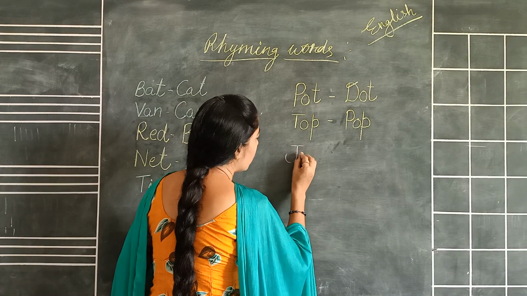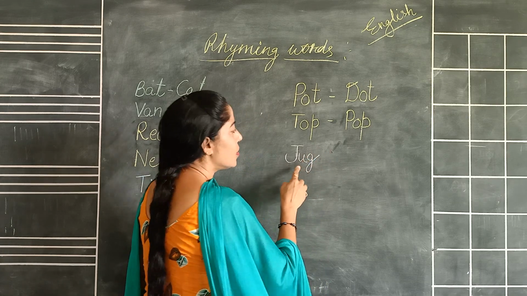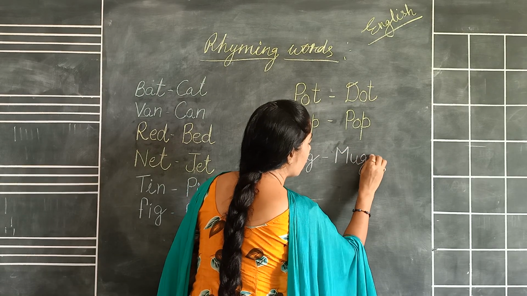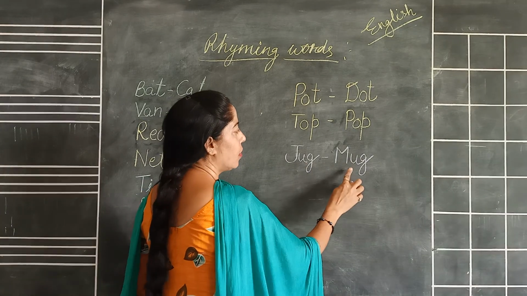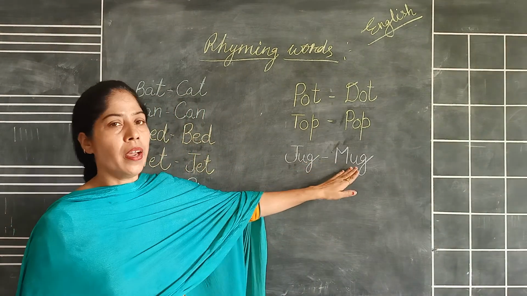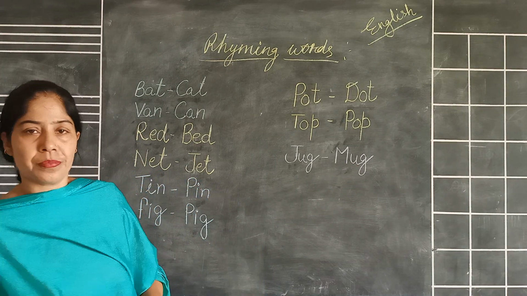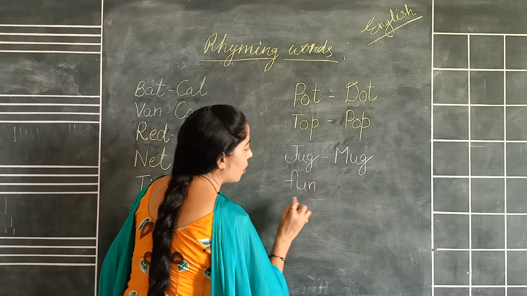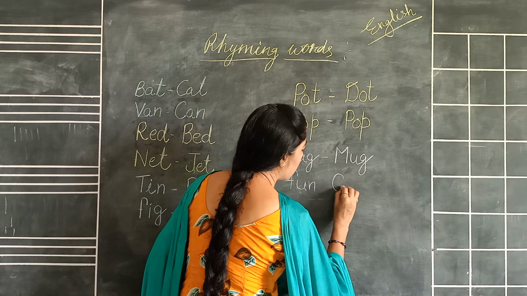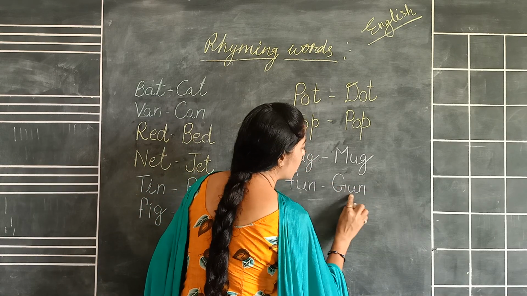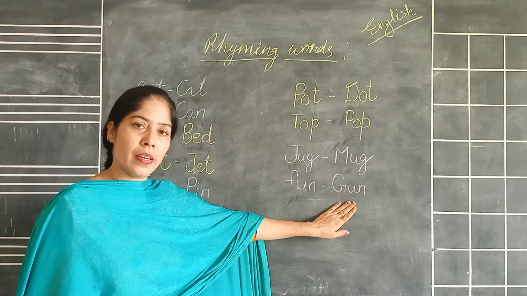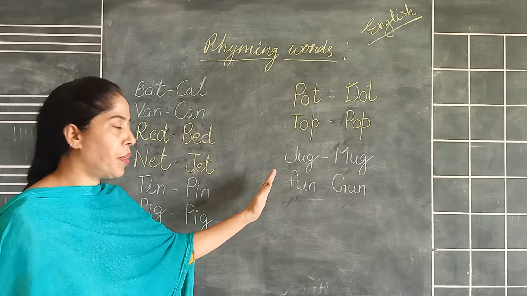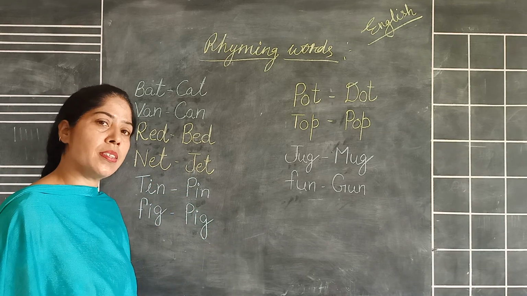J U G, jug. M U G, mug. Jug, mug, and the ending sound is the same. Okay. Now see F U N, fun. G U N, gun. Fun, gun. These all are giving the same sound. So these are the rhyming words. Ending point की जो है सबके ending same sound है तो these are rhyming words.